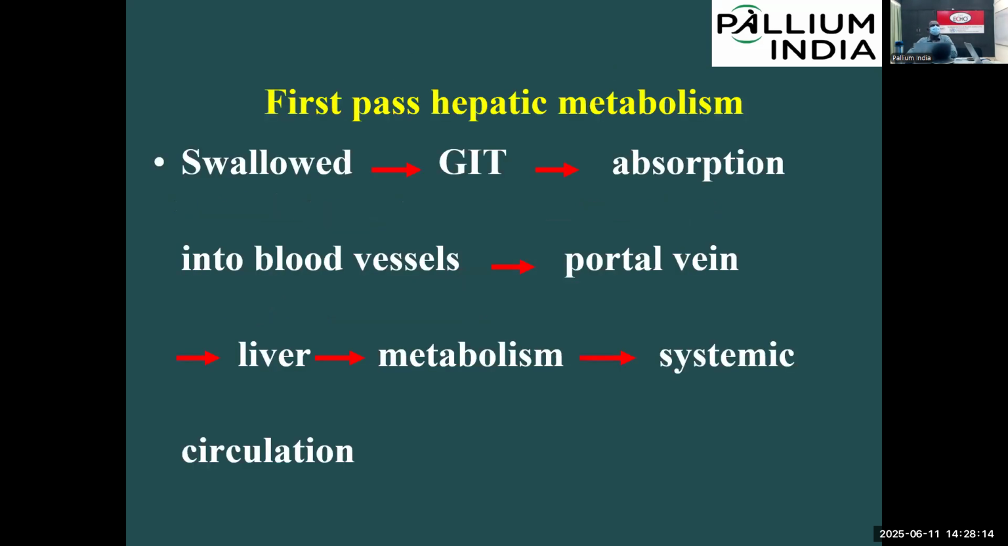What happens if you swallow the morphine? It goes into the GI tract, then is absorbed into the blood vessels of the intestine, from where it goes into the portal vein, and from the portal vein to the liver, where metabolism takes place. The metabolites are liberated into the systemic circulation, and these metabolites will give you the pain relief. So it will take some time, isn't it?